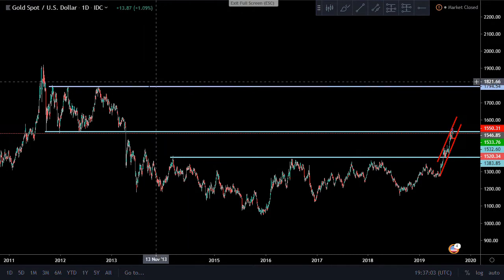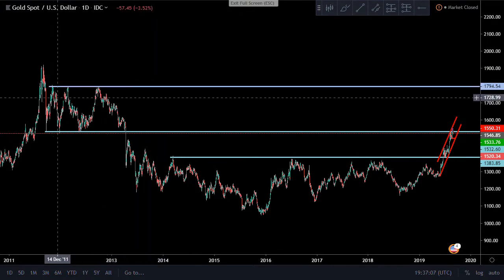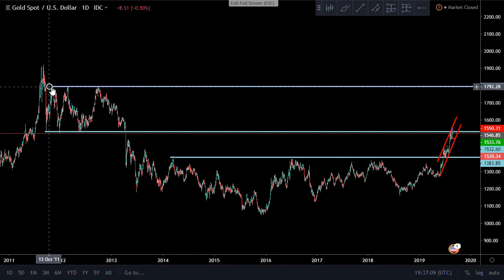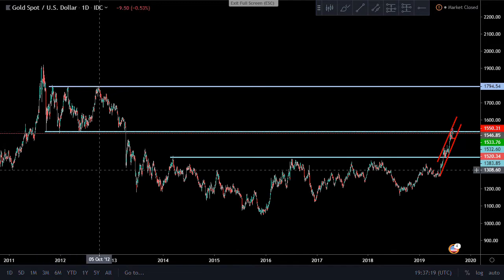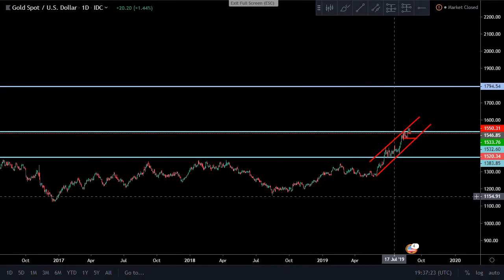So it's been a while since we talked about gold, US dollar. So for gold, the major keys: 1792. Then we have here where price was currently at, 1532. So I'm just going to zoom it in and show you what we are looking at and what we are looking for.